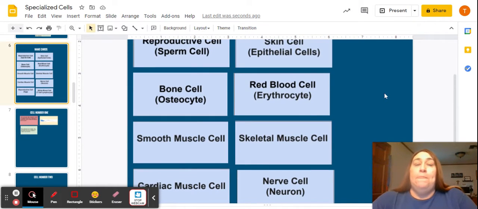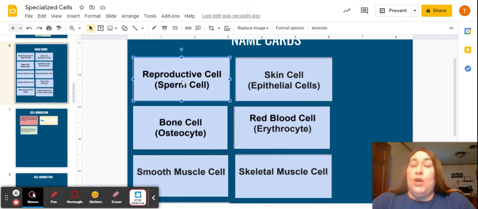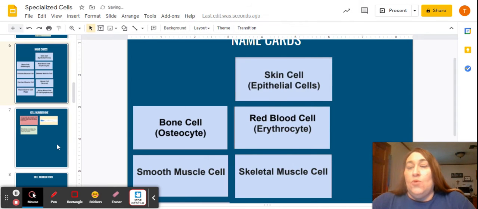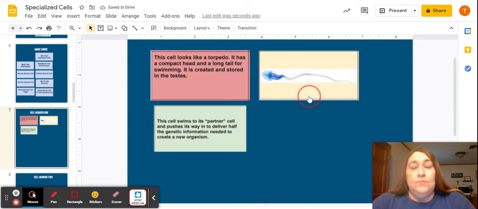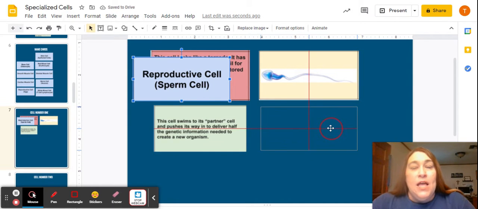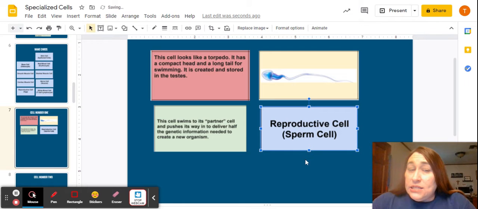is. Okay, so I'm going to look through the name cards, and right away, I see reproductive cell, sperm cell, and I read something in that function about reproduction. So I'm going to put that card here, and I'm going to see if this seems right. So I'm going to give my cards one last look over.